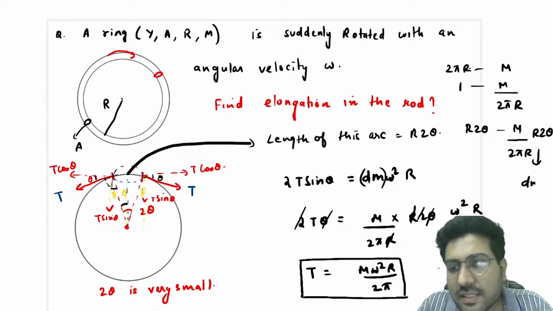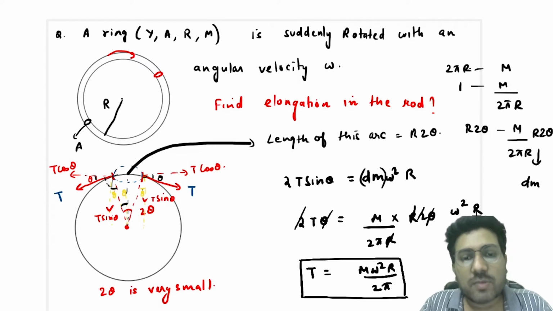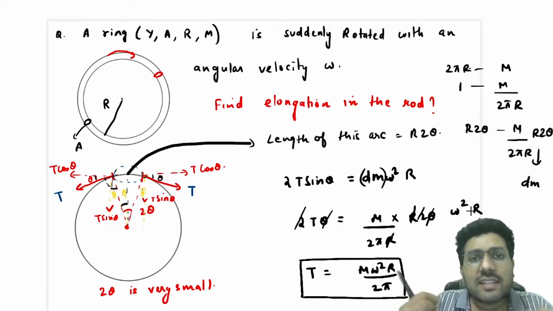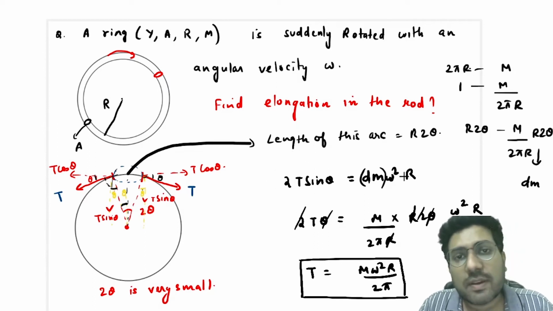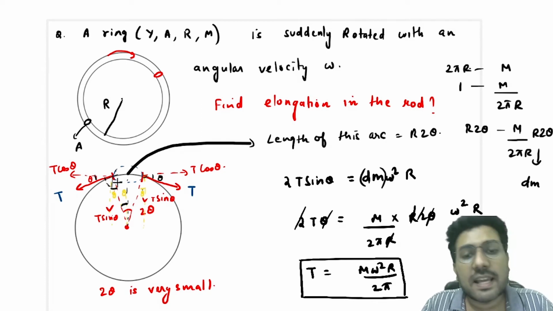This mass is dm. So dm into omega square r. So you know that any centripetal force is equal to m omega square r, right? So this is the centripetal force, and centripetal force is equal to m omega square r, where m is this dm, mass of the element.